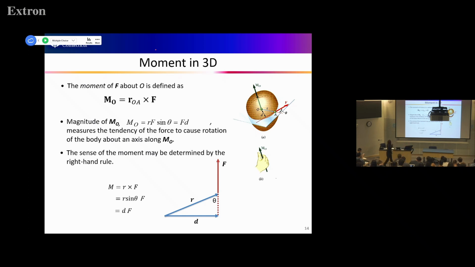We must use 3D vectors because there are 3 directions. So, summary of 3D moments: r cross F, where r is a 3D position vector and F is a 3D force vector. You can use r F sine theta. If you can find the perpendicular distance, then you can also use d F, but in 3D, most likely you should use cross product, okay? Good.